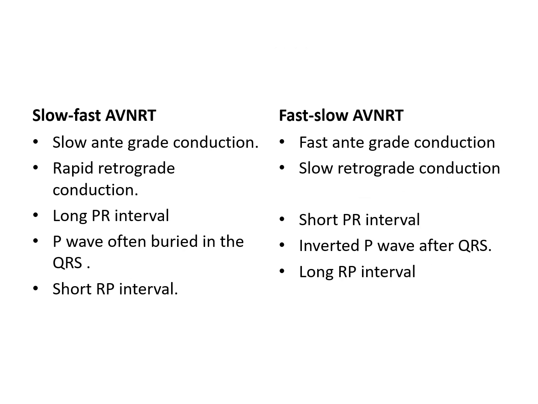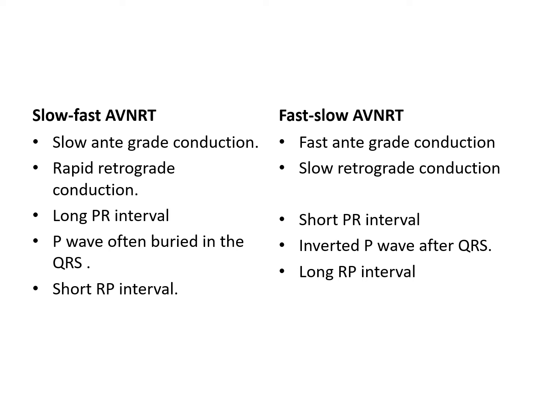So in slow fast AVNRT, there is slow antegrade conduction and rapid retrograde conduction. This leads to a long PR interval because of slow antegrade conduction, and understandably because of rapid retrograde conduction, there is a short RP interval.